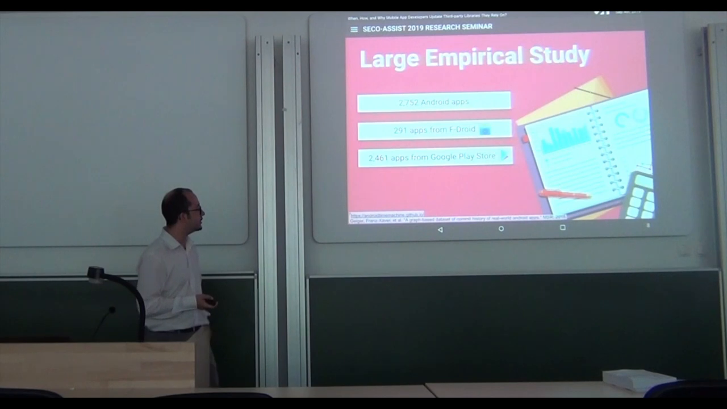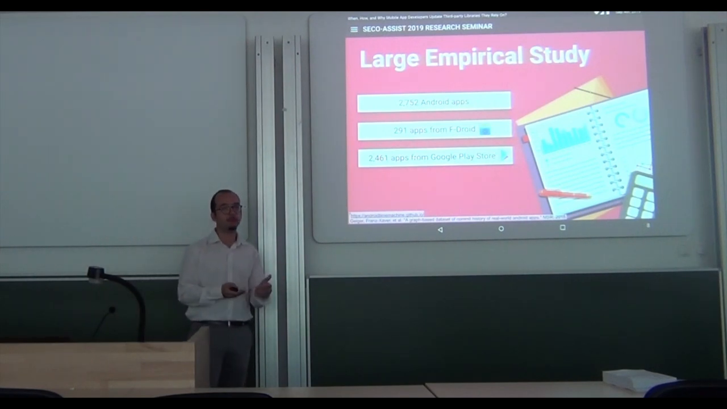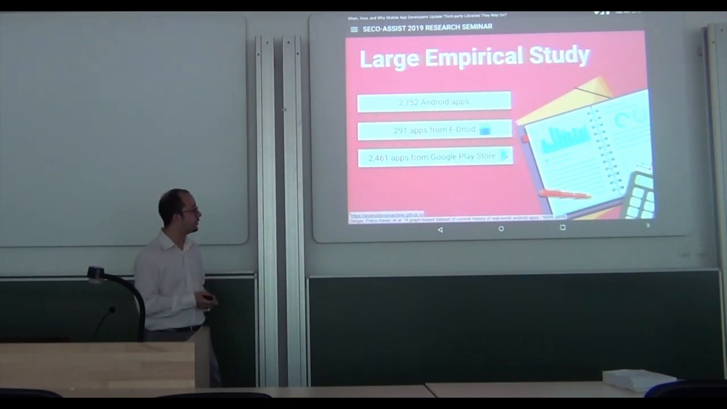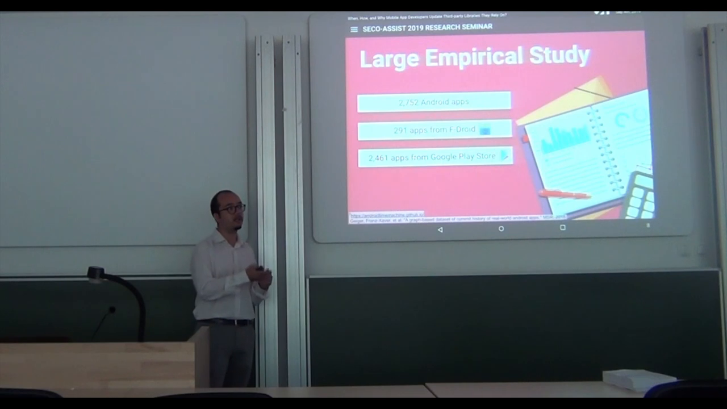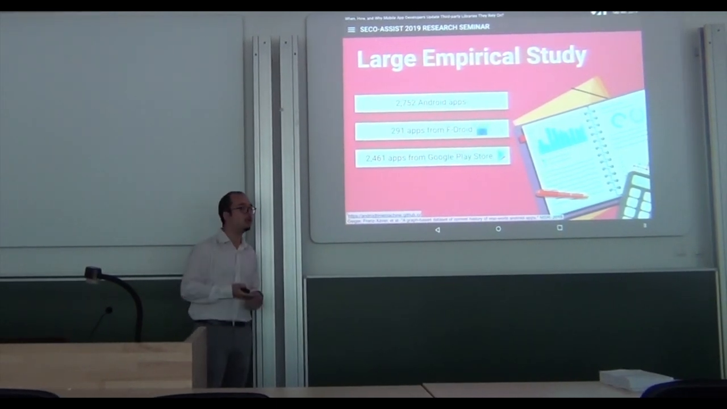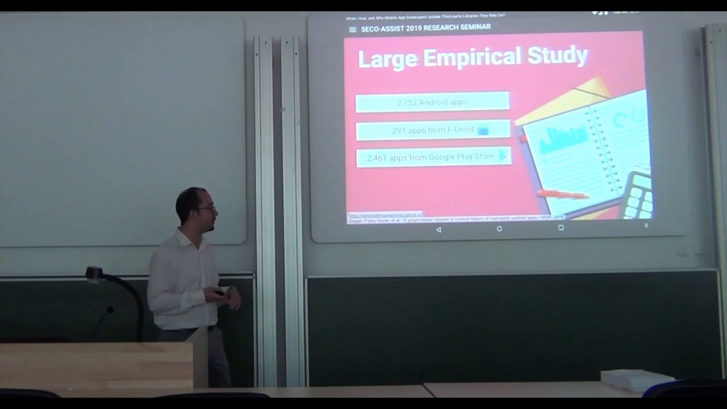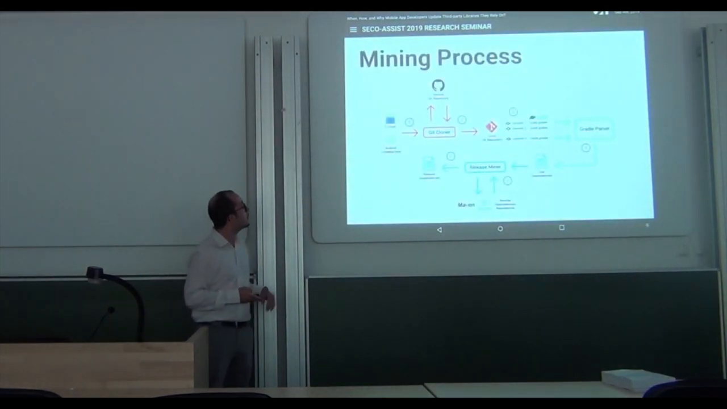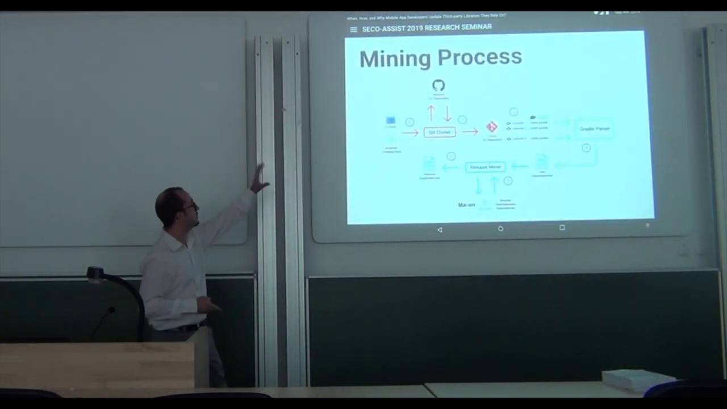But in the end, what we did is that first of all, we computed some metrics. So we selected a sample that was representative of what happened in the WordPress store. And we took care of selecting apps coming from all the categories of the WordPress store, so that in this way, the selection was fair enough. So basically, this is all the mining process that we adapted.